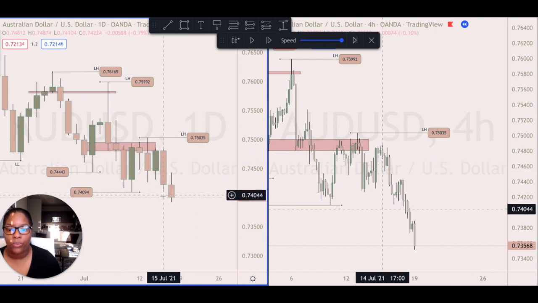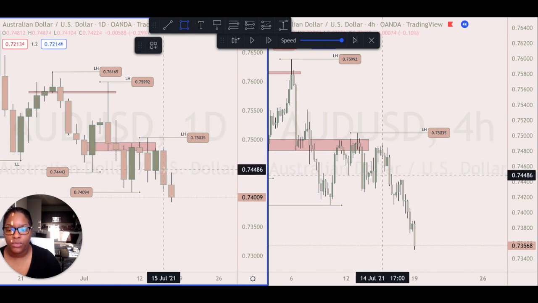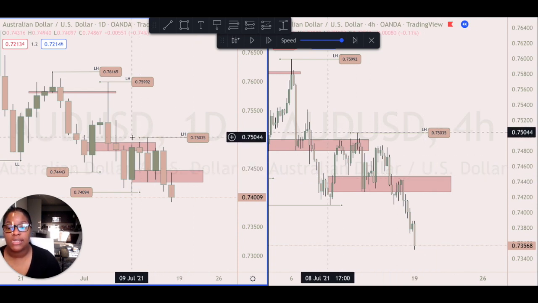We have a tight range here. I want to see if price can pull back to this range. So I'm going to go ahead and set my estimation zone. All right, so I have my estimation zone to where I want price to pull back so I can have an entry.